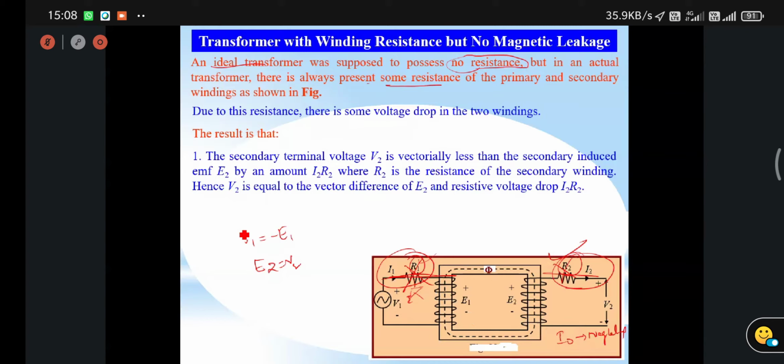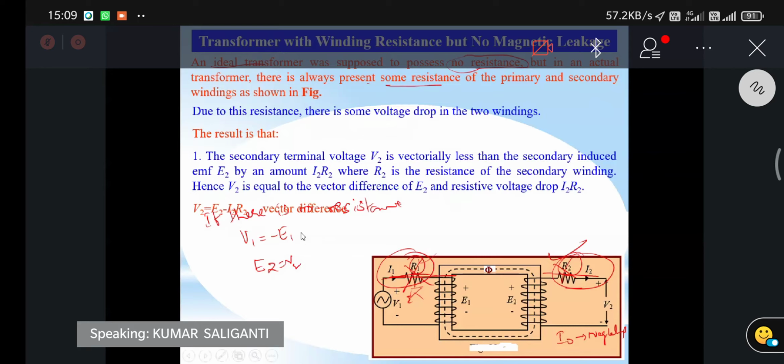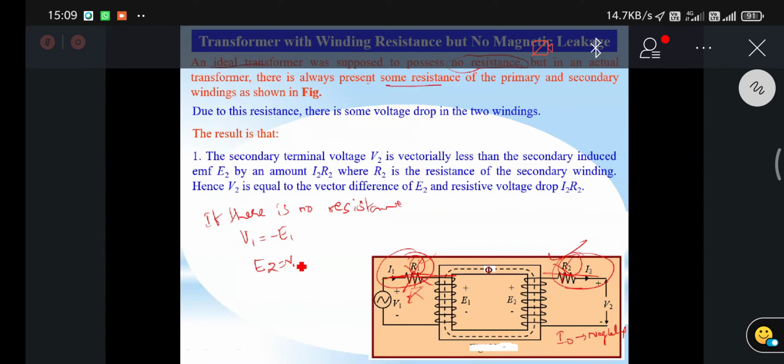If there is no resistance, V1 equal to minus E1 and E2 equal to V2. If resistance is constant, means here.